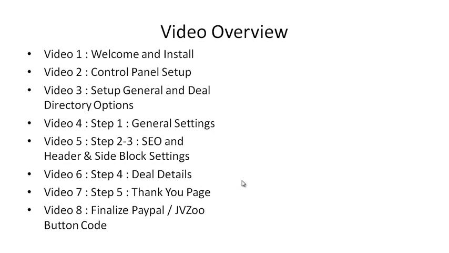Video number 8 will be finalizing the PayPal and JVZoo button code. Now you can use any payment processor that you wish, and I'll show you more about that in that specific video. Video number 9 will be the final review. After we've completed the creation of a deal, you'll have a final review which will enable you to add it to WordPress, generate QR codes, and do much more.